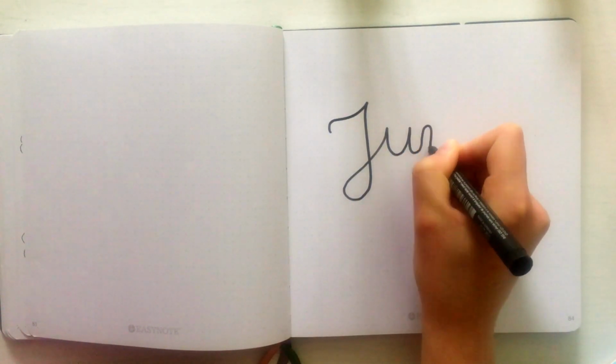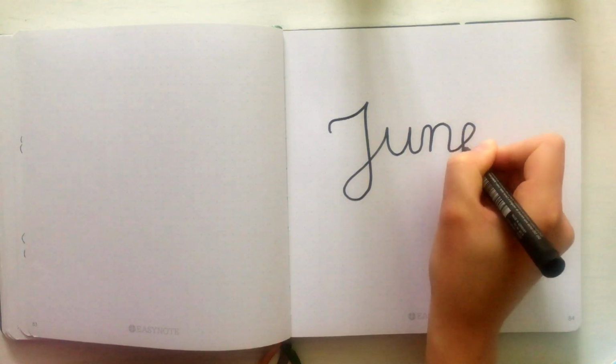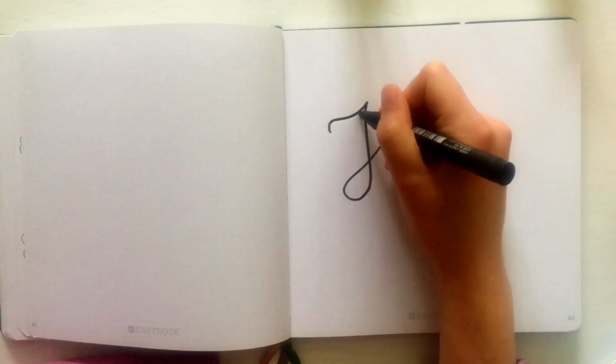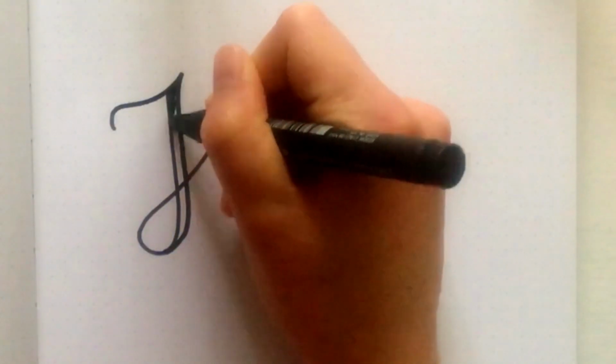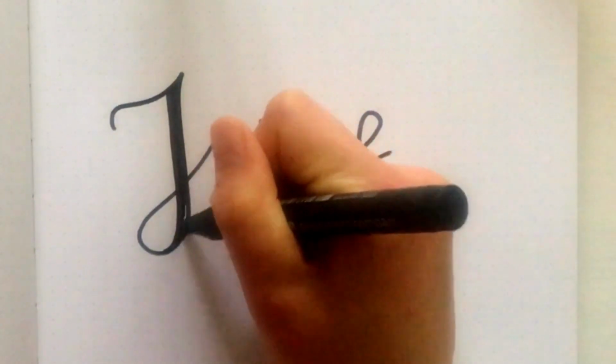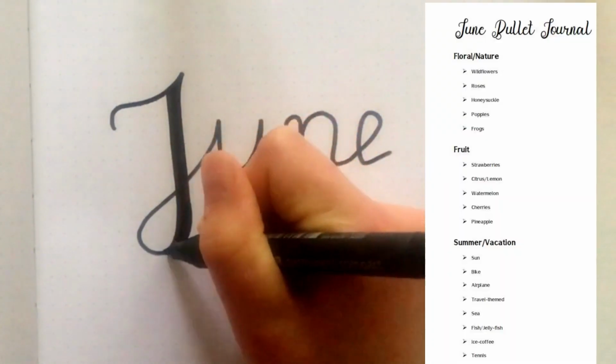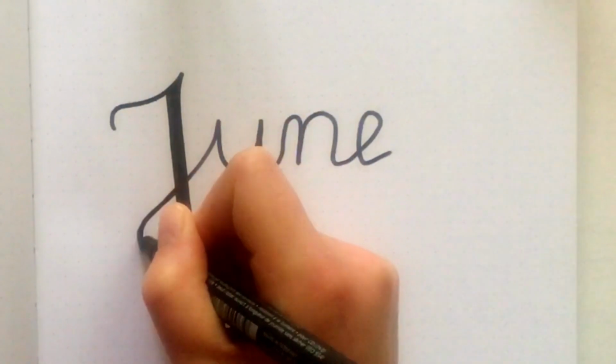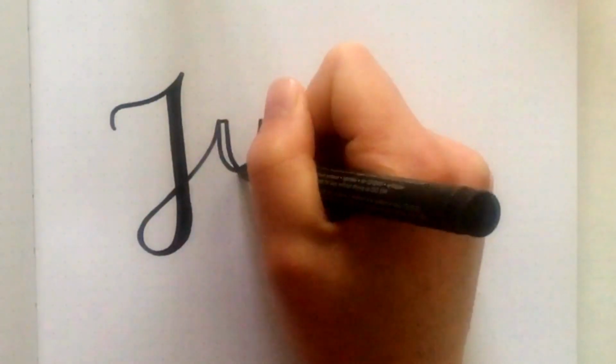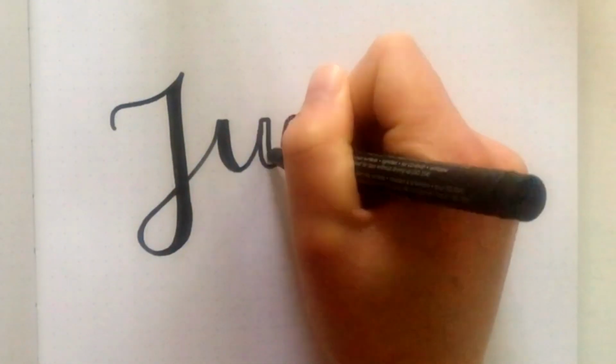June is the month of roses, as Laura Ingalls Wilder once put it. So that is the flower I'm choosing for this month. But there are many other suitable bullet journal themes for June, some of which I've put together on this list, which you can also download for free on my website. Just click the link in my description.